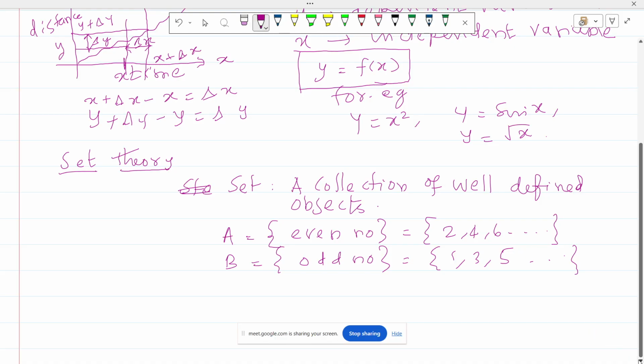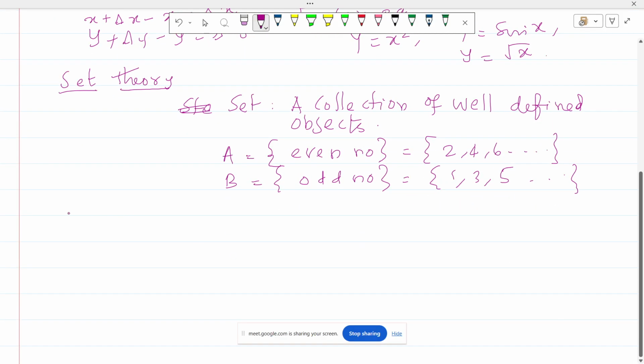Okay, fine. Now the function concept is there now, y equals f of x. First you listen, no need to write anything.